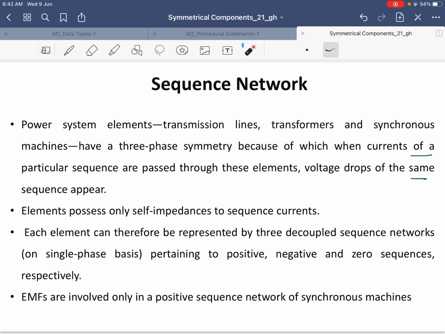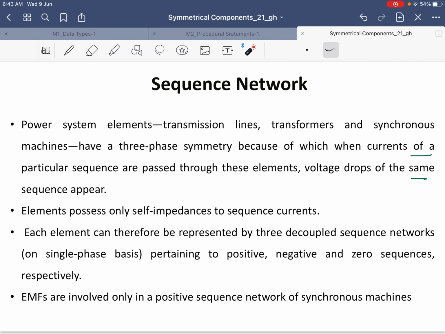For a given system, we have to draw three different networks, because we are resolving IA for analysis purposes into IA0, IA1 and IA2, that is, balanced currents that can be analyzed on a per phase basis. Therefore, we draw the positive sequence network for positive sequence current, the negative sequence network for negative sequence current, and for zero sequence current, we draw the zero sequence network.